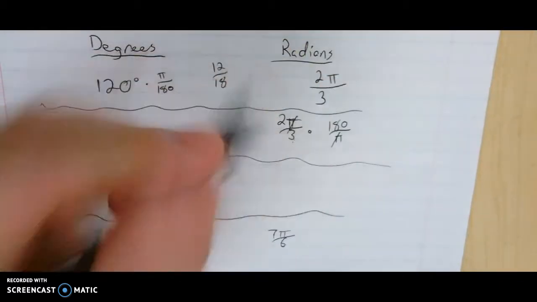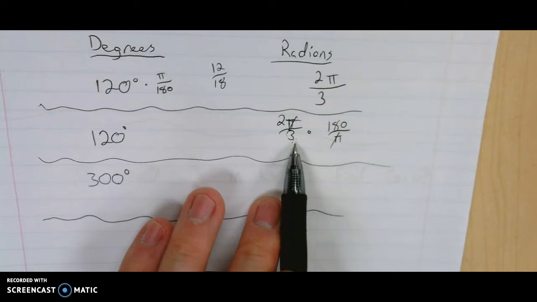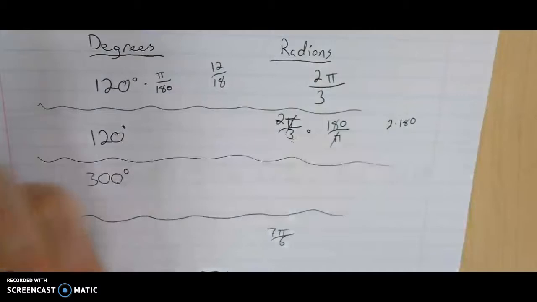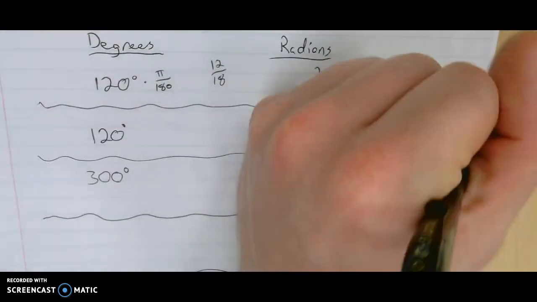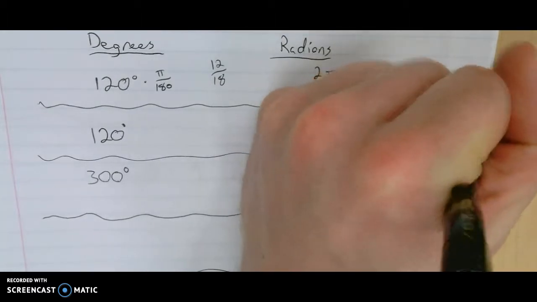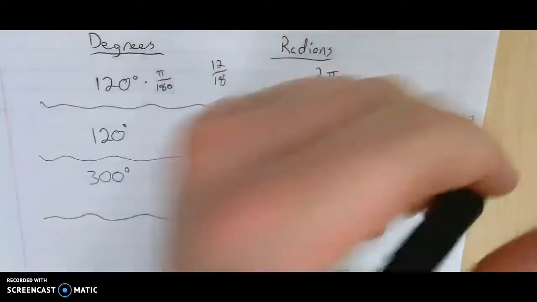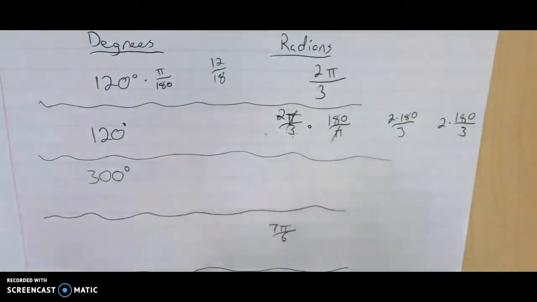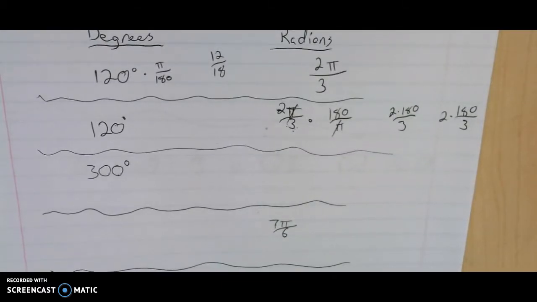So the pi's would cancel, and I'm left with 2 times 180 over 3. So you could either think of this as 2 times 180, figure out that is 360, and then divide that by 3. What I personally like to do is take 180, divide that by 3, and I know that that's 60, and then I'll just multiply that by 2. We're doing the exact same operations here, it's just whatever order you want to think through it in your head. I personally like to shrink my numbers down as quickly as I possibly can.